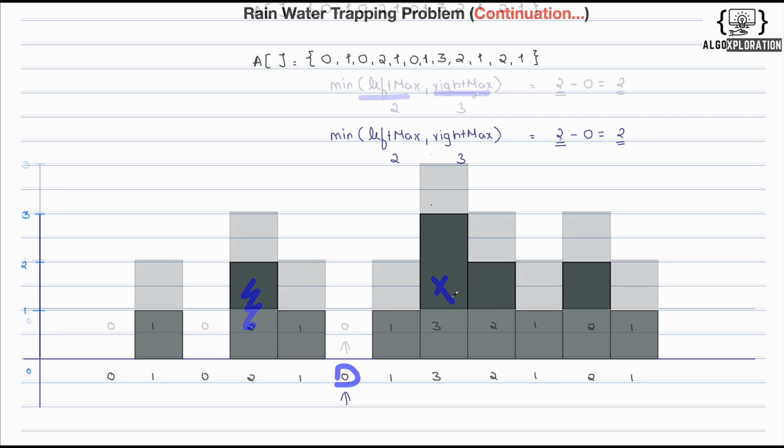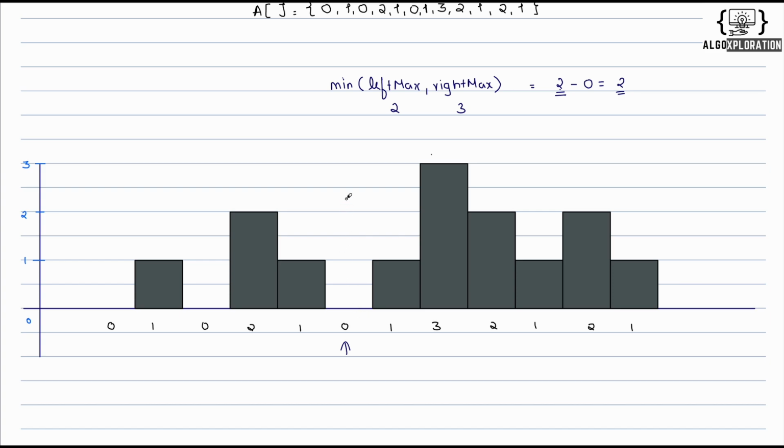Now the thing is that here, for this 0 height, we found that the height of the building that we want is present on the left side. But for this other building, the left max is 3 and the right max is 2. So the height that we require is 2, which is present on the right side. So there is no guarantee that the height we want will always be on the left side or on the right side, so we have to find it out.